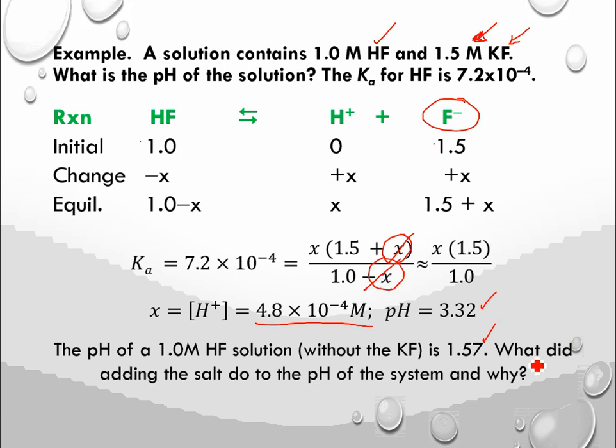Okay, so the question says, what did adding the salt do to the pH of the system and why? Well, we added the salt potassium fluoride, which added product ions into the system, which drove the equilibrium back towards the reactant. And the reason for that is when you increase the concentration of products, your system's Q is larger than K. The system will react by consuming those products to make reactants to return the system back to equilibrium and restore the K value.